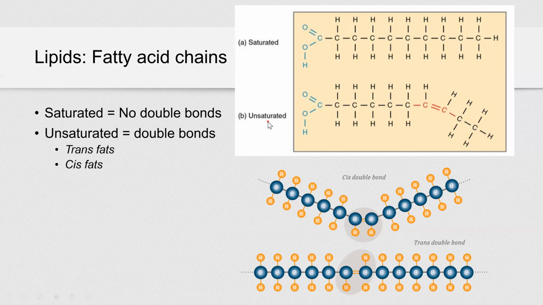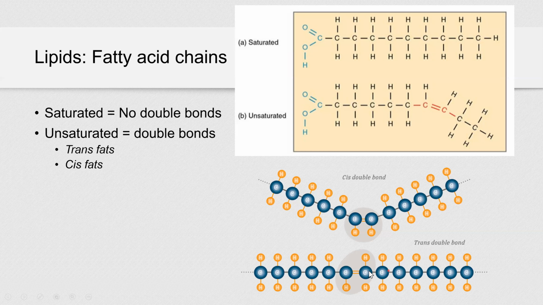However, when we talk about unsaturated, if you look at the picture here, both of these fatty acids have a double bond between two carbons. So if we have a double bond, it's an unsaturated fatty acid. But what is the difference? You see how over here we have hydrogens on the same side of a double bond, and this is called a cis double bond. When we have hydrogens on the opposite sides of a double bond, we call it a trans double bond, and we call it trans fats.